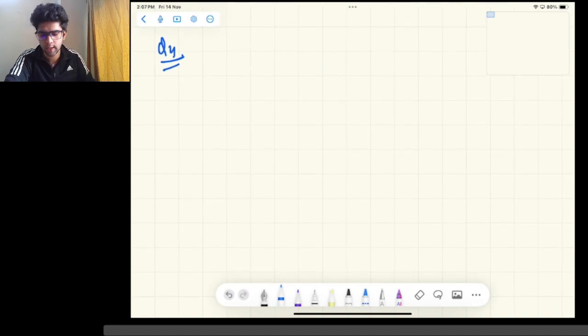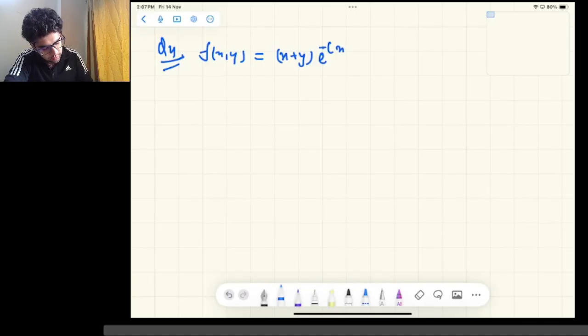Question 4 says: let f be a function of two variables, f(x, y), given by (x plus y) e to the power minus (x plus y) squared divided by 4. And let D be the domain consisting of points (x, y) satisfying x plus y greater than or equal to 1, y greater than 0.